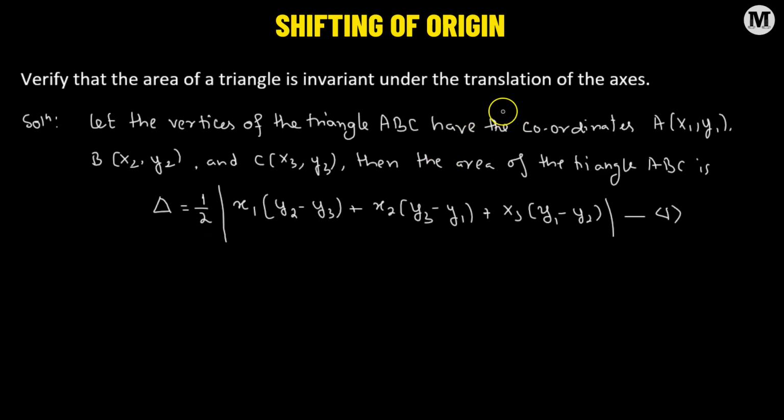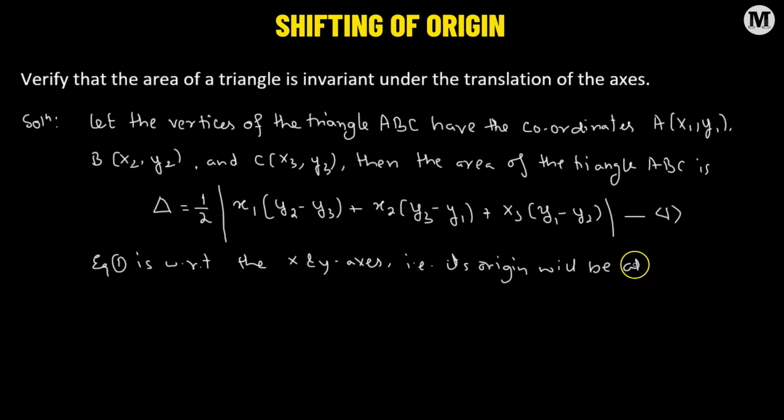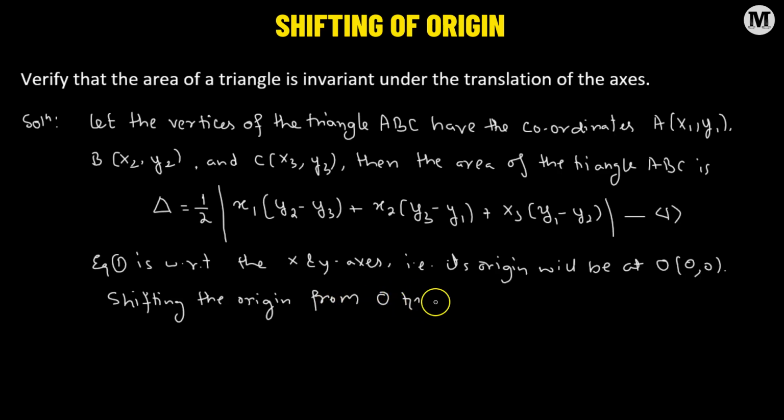Now, what we're going to do is translate the axis. Translation of the axis means we're going to shift the origin. Equation number 1 is with respect to the x and y axis, meaning its origin is at the point O, which we suppose is at (0, 0). Now we shift the origin from the initial position O to a new position O prime with coordinates (h, k). If this is the case, then we'll have to make the transformation.